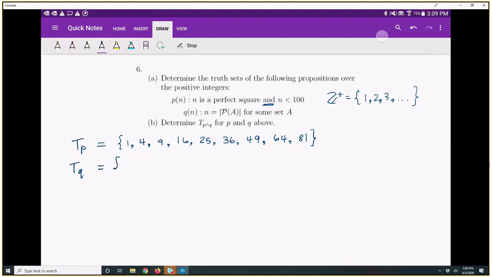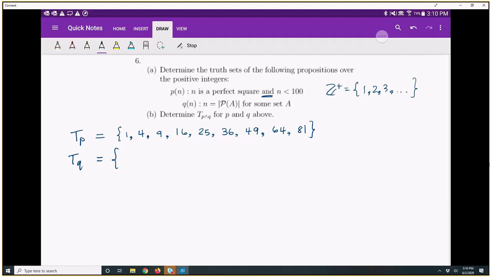Q is the proposition: a positive integer is equal to the cardinality of the power set of A for some set A. Well, what do we know about the cardinality of power sets? It depends upon how many elements are in the set, and it's 2 to the power n. So for example, a set that has 2 elements is going to have a power set with cardinality 4, because it's 2 to the power 2, which is 4.